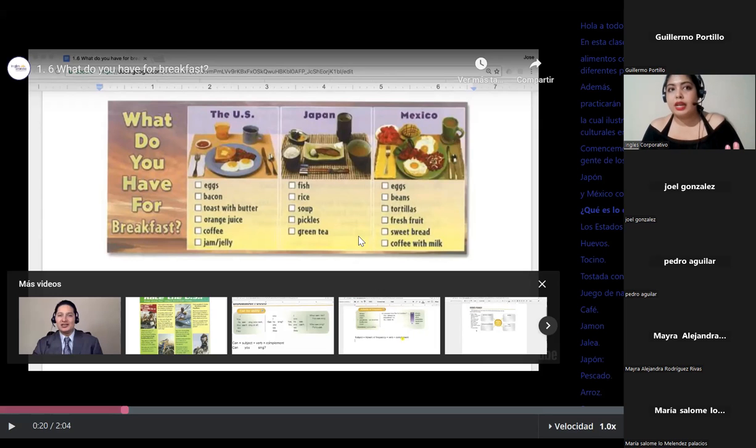Because we have different foods in the breakfast. But they have fish.